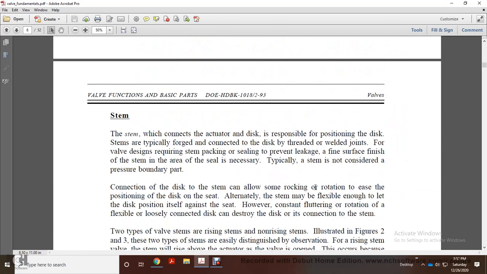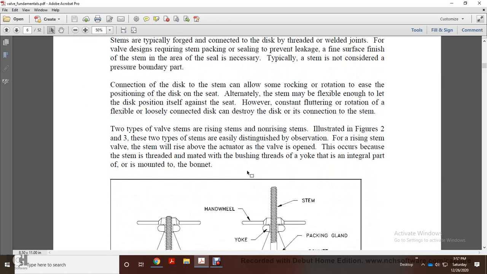Next, the stem. The stem, which connects the actuator and the disc, is responsible for positioning the disc. It is typically forged and connected to the disc by threaded or welded joints. For valve designs requiring stem packing to prevent leakage, a fine surface finish of the stem seal area is necessary. Typically, the stem is not considered a pressure boundary part.